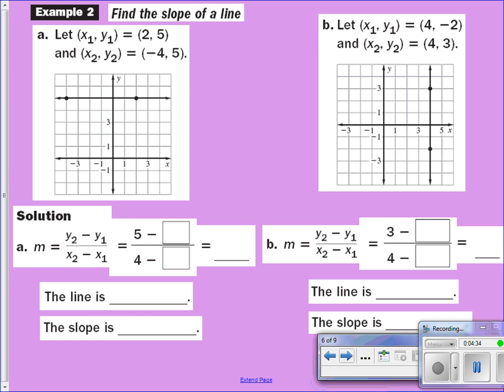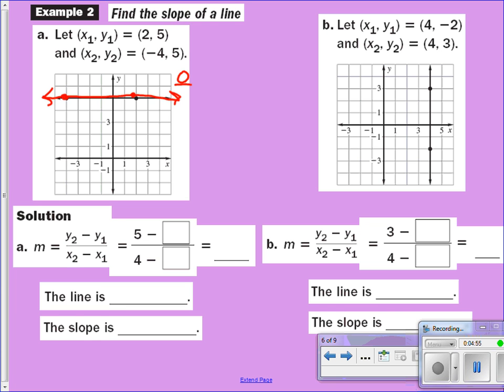If you are looking at a graph, it is by far easier to count the slope on the graph. In example 2, take a look at it. My graph is this horizontal line. Well, from point to point, how far do you rise? You don't rise at all.